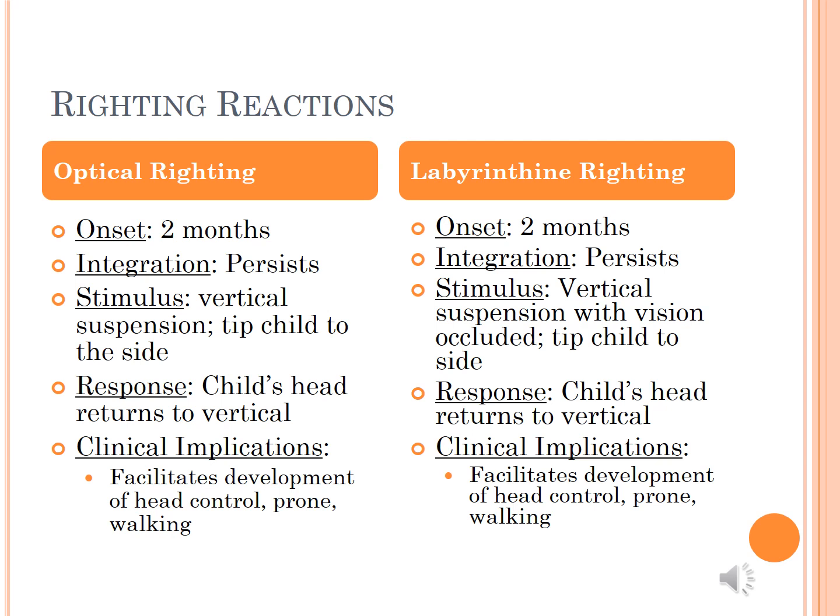So the first ones that we're going to talk about are optical righting and labyrinthine righting. The stimulus for both of these is the same thing. The only difference is labyrinthine righting, you're covering their eyes so that they're using their vestibular system to right themselves as opposed to their visual system. So onset would be about when they're 2 months age post-term.